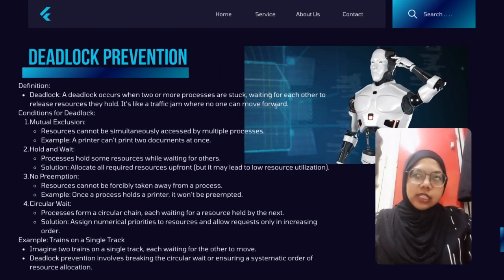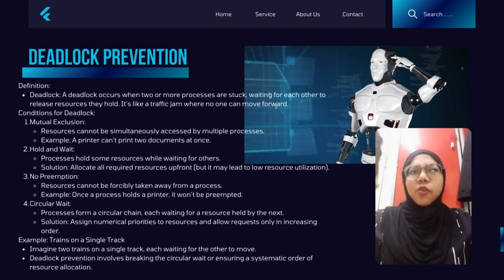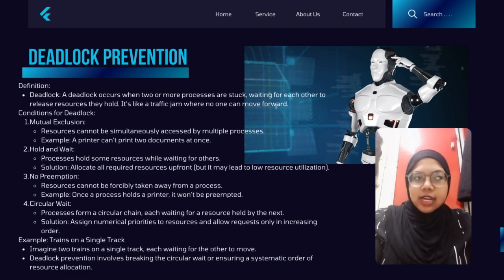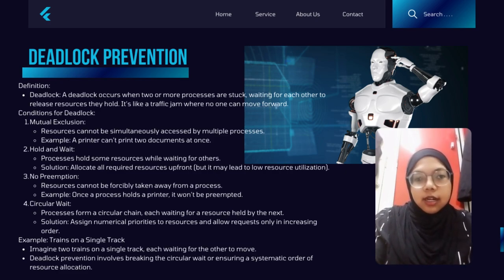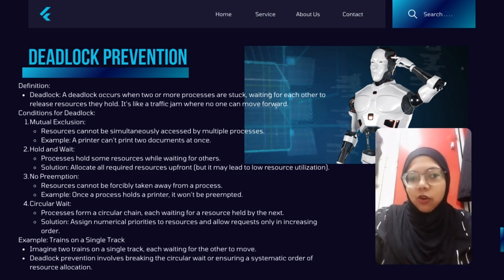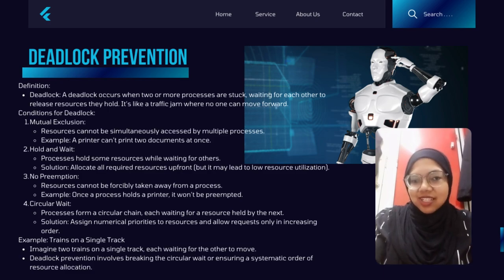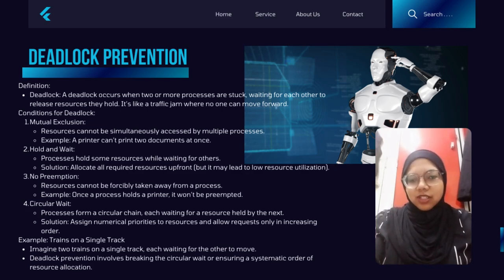And next is the reason why we need process coordination and also process synchronization, because without it, it will create a deadlock. So what is a deadlock? You can imagine it as a busy intersection where two or three cars are stuck, each waiting for the other to move. So in computing, this scenario occurs when two or more processes are stuck and waiting for each other to release the resources they hold. It's like a traffic jam where no one can move forward.